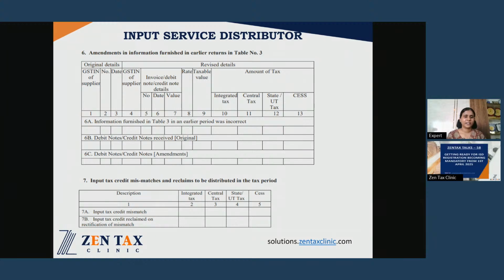Table 7 provides for input tax credit mismatches and reclaims to be distributed in the tax period. That is, if at all any input tax credit mismatch or any reclaim on rectification of mismatch happened, then we need to report it in table 7.